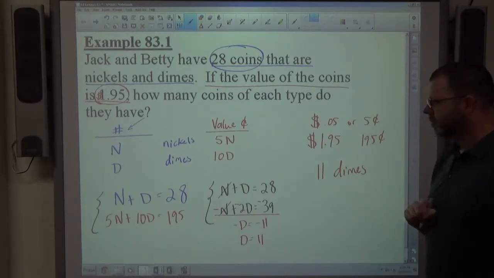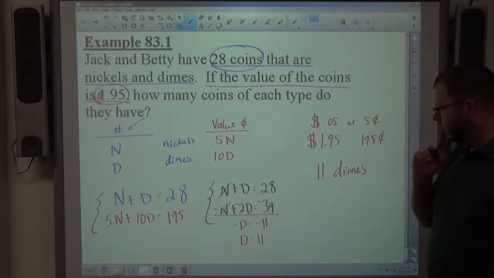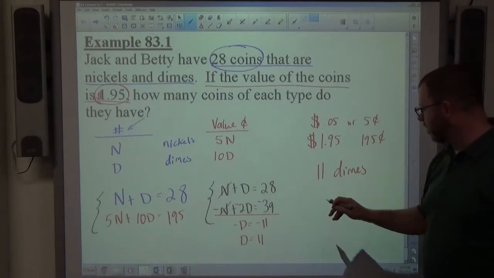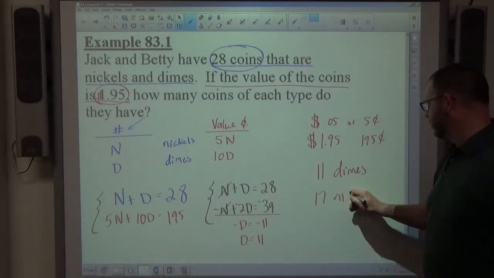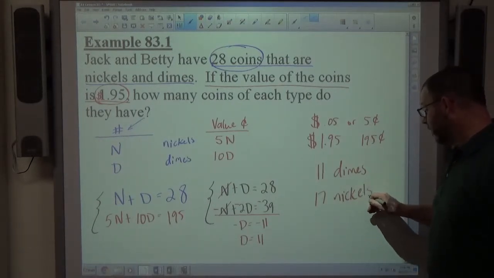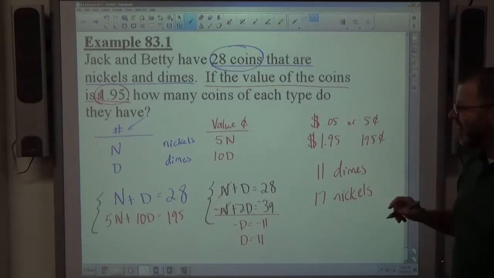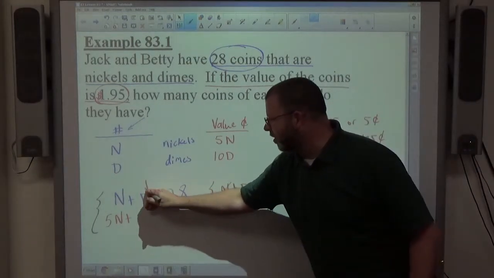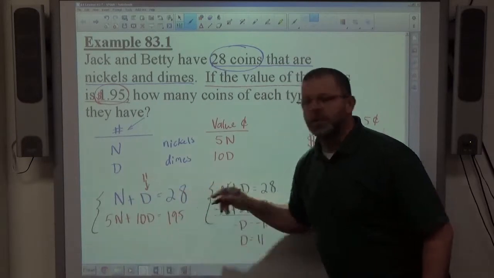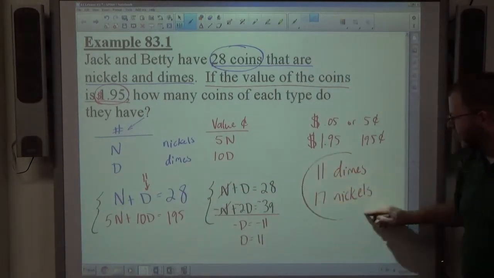How many nickels? 17. How do you know 17, Parker? Because math. And specifically? You subtract 11 from 28. Very nice. Okay, we know there's 28 coins. We just figured out there's 11 dimes. 17 plus 11 makes 28, so we have 17 nickels.